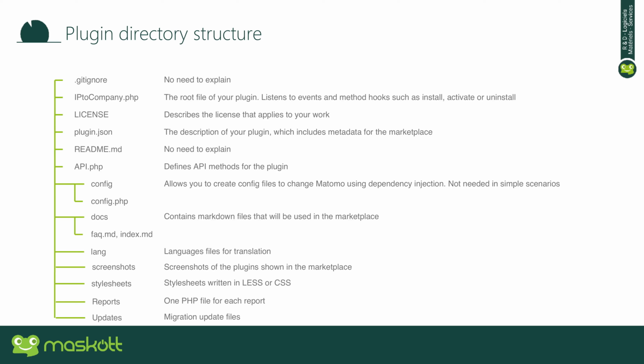And then these two are important. This folder will contain the reports that you will create for your plugin. So you will have one PHP file for each report you want to be generated by your plugin. And you will have in the updates folder the files that will contain the migrations that will be run by your plugin. So if at some point you want to add new data to the database, you will need to create a migration, and it will come here in the updates folder.